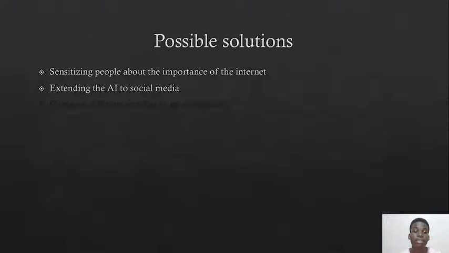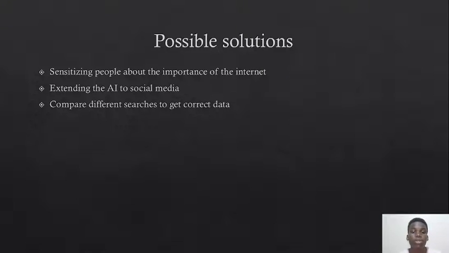Then we're going to extend this artificial intelligence system to social media platforms, because someone may not use Google, but that person may use Facebook, that person may use Twitter, that person may use Instagram. So we are going to be extending them to social media platforms.